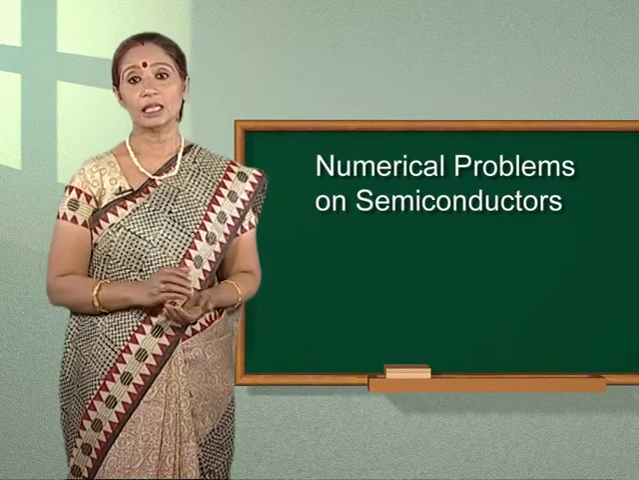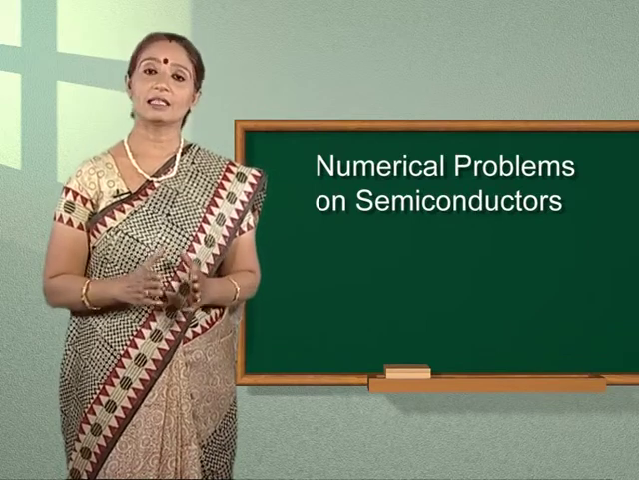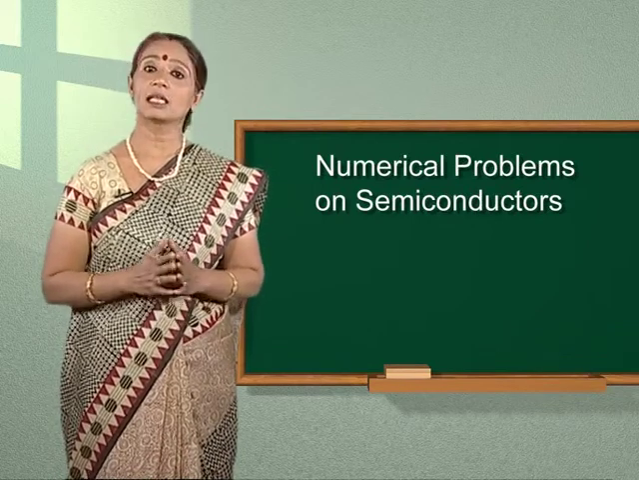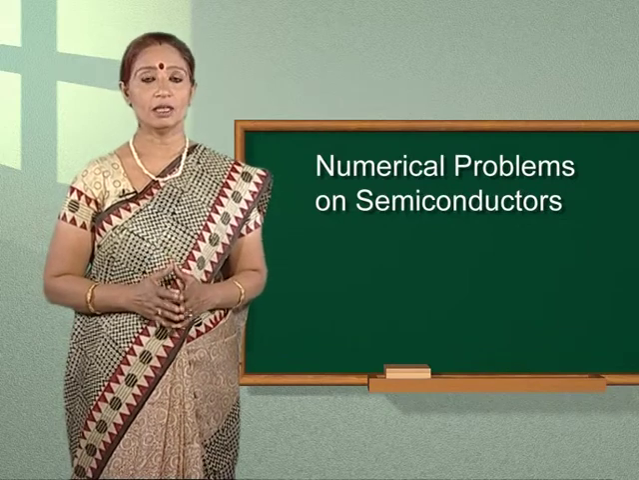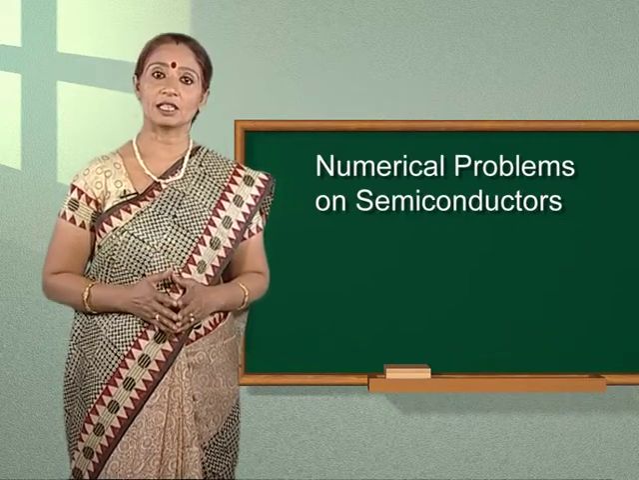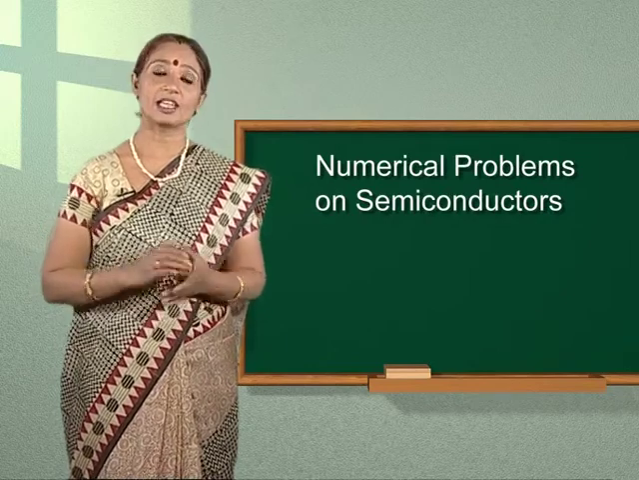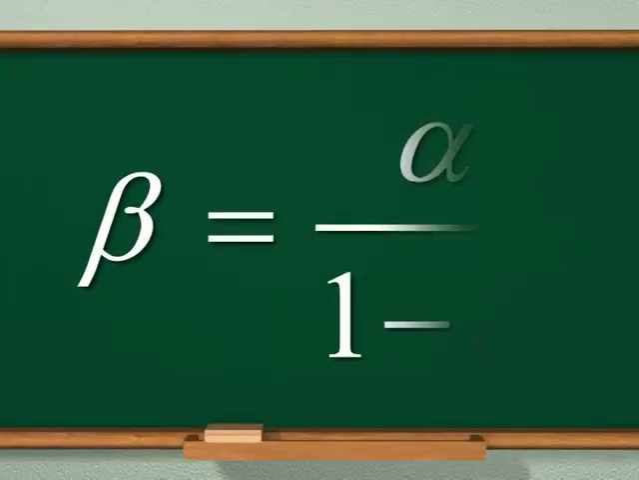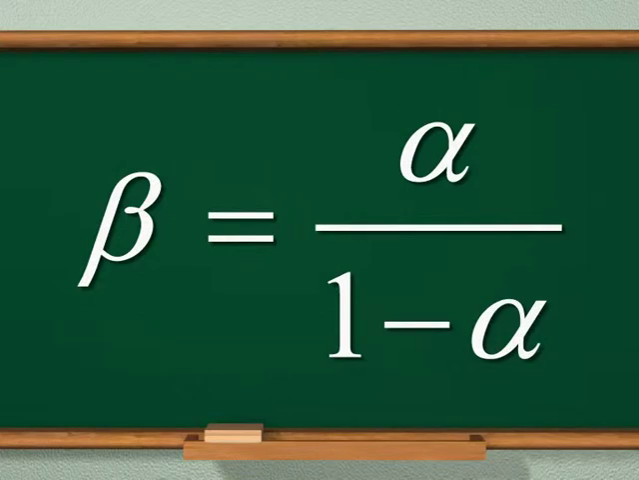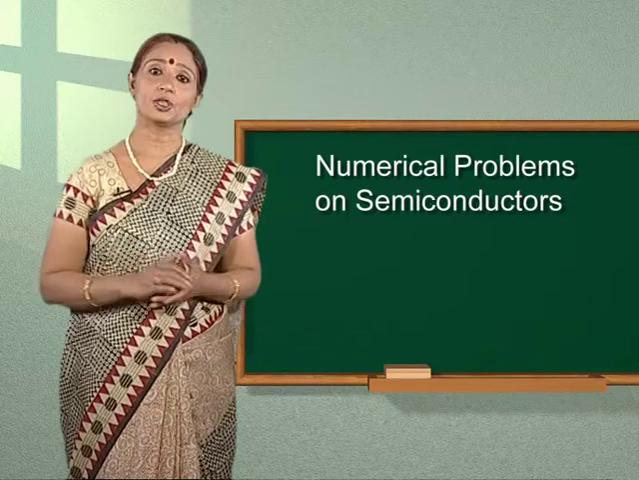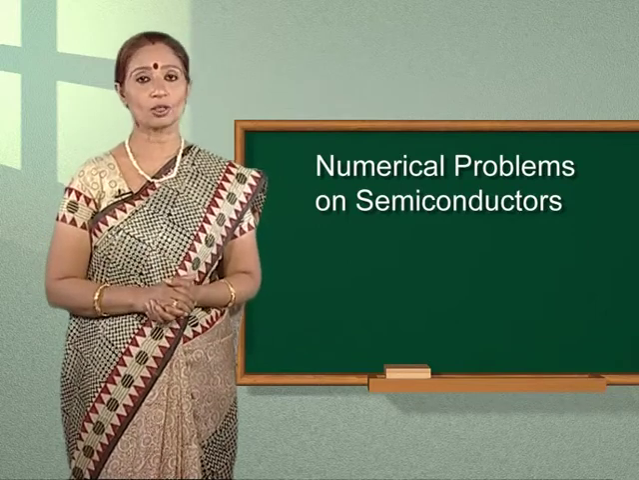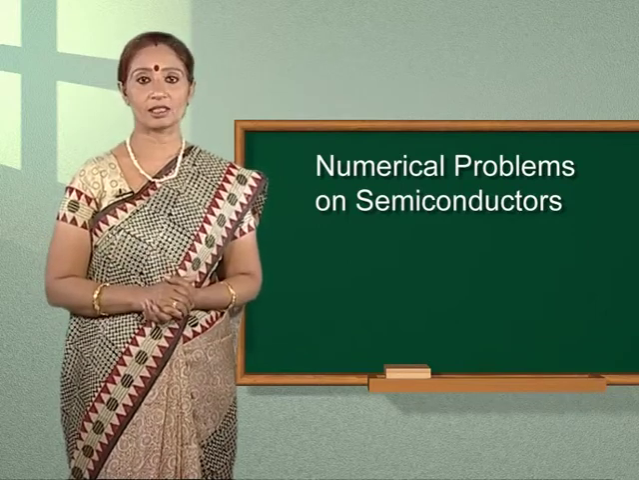And now, can you recall the relation between the current gain alpha and current gain beta of a transistor? Well, this relation is beta is equal to alpha upon 1 minus alpha. Let us use this equation also to solve some questions.